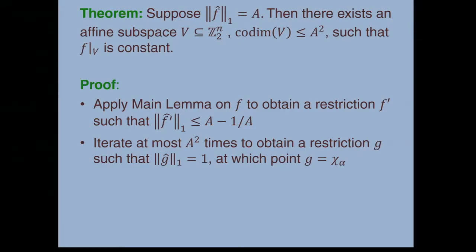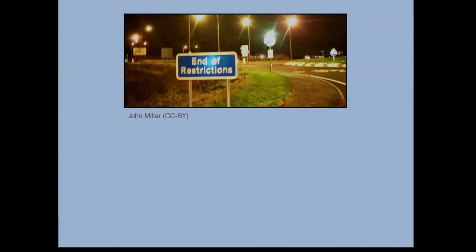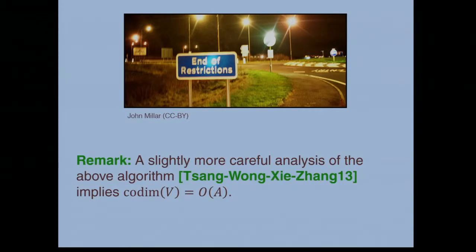And after at most A squared times, I'm going to end up with a function with spectral norm 1, which must be a linear function. So if it's non-constant, then just apply it again. So it's really an iterative application of the main lemma, A squared times, until you get to the end of restrictions. I'm just going to mention that this was kind of sloppy. If you actually try to figure out what's going on, you can see that the codimension of V is actually O of A. It's exactly the same algorithm, you just analyze it more carefully. And that's independent work by Tsang, Wang, Shi, and Zhang.